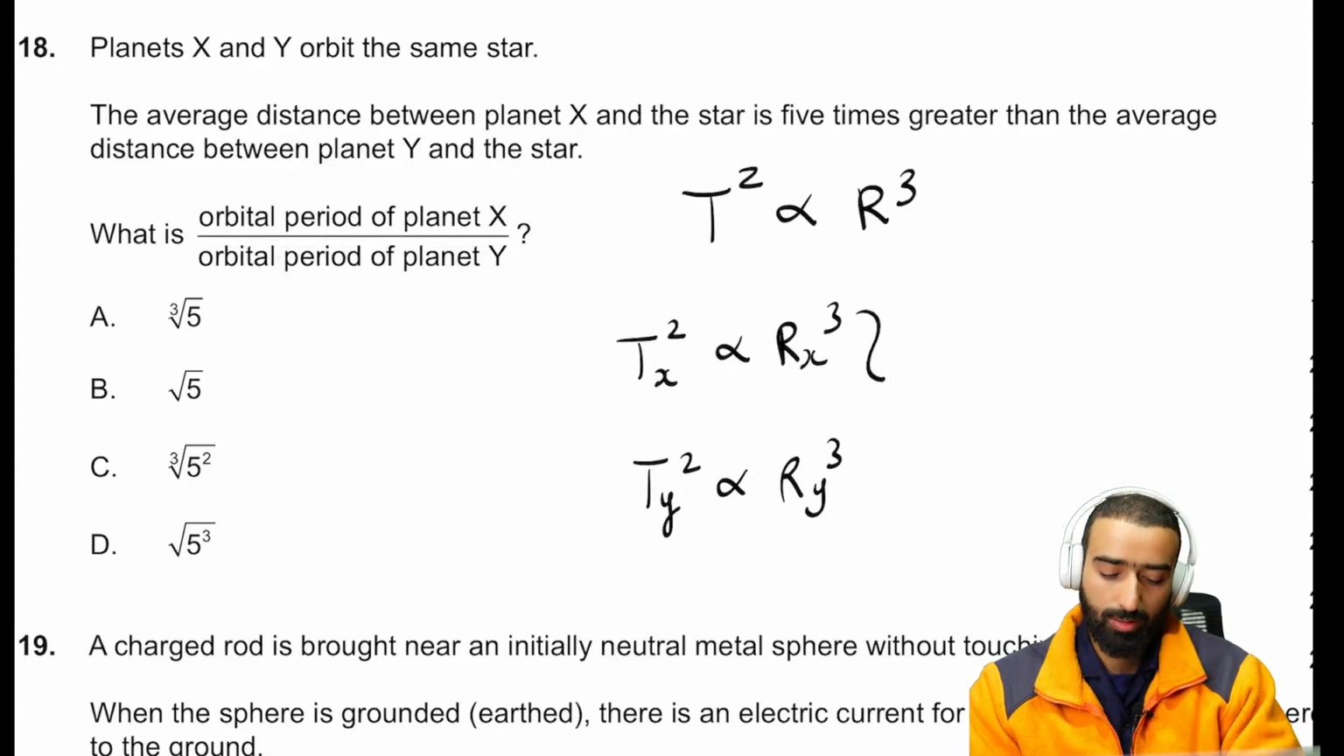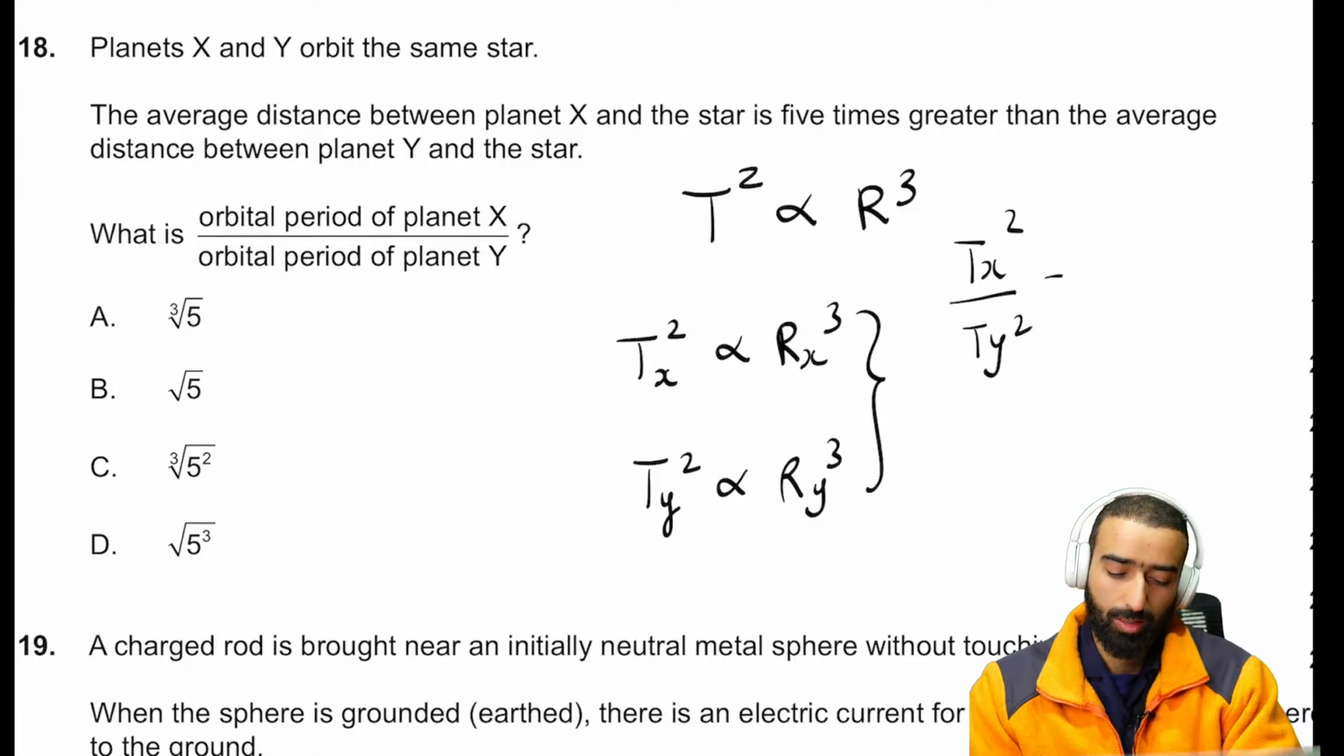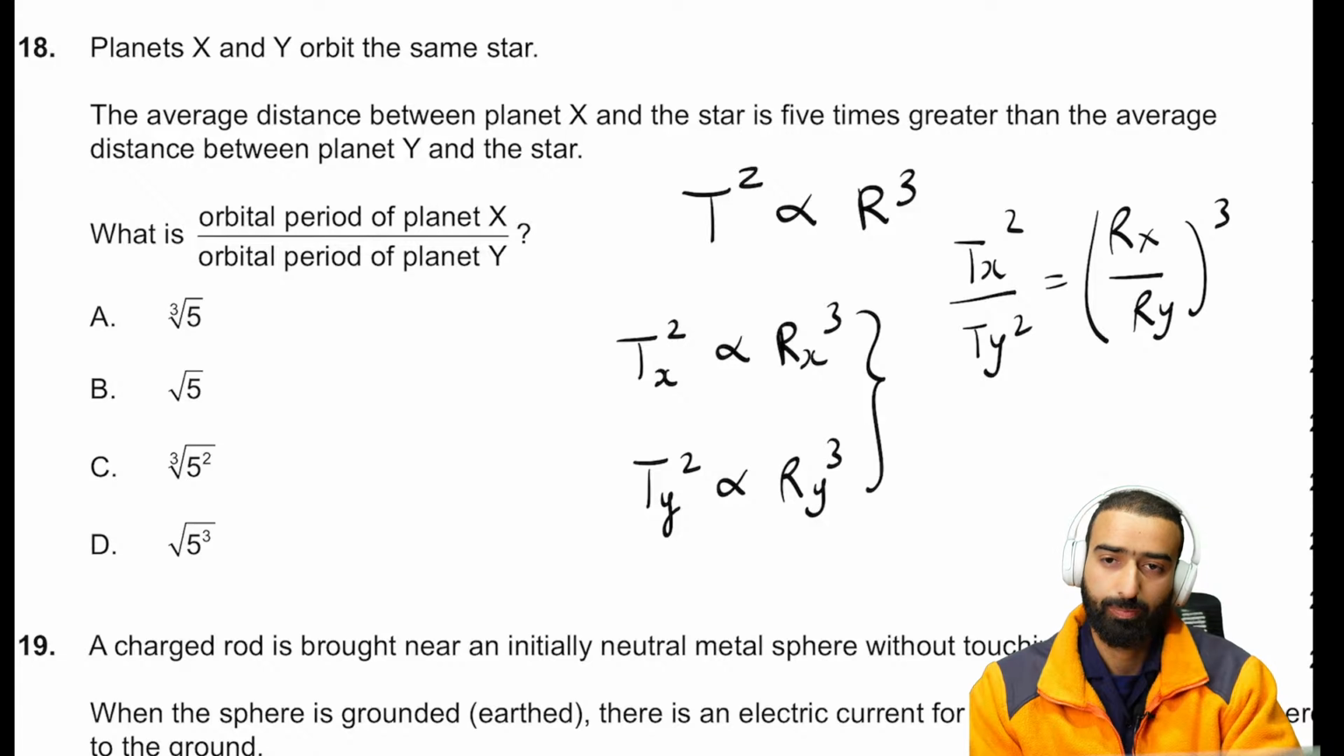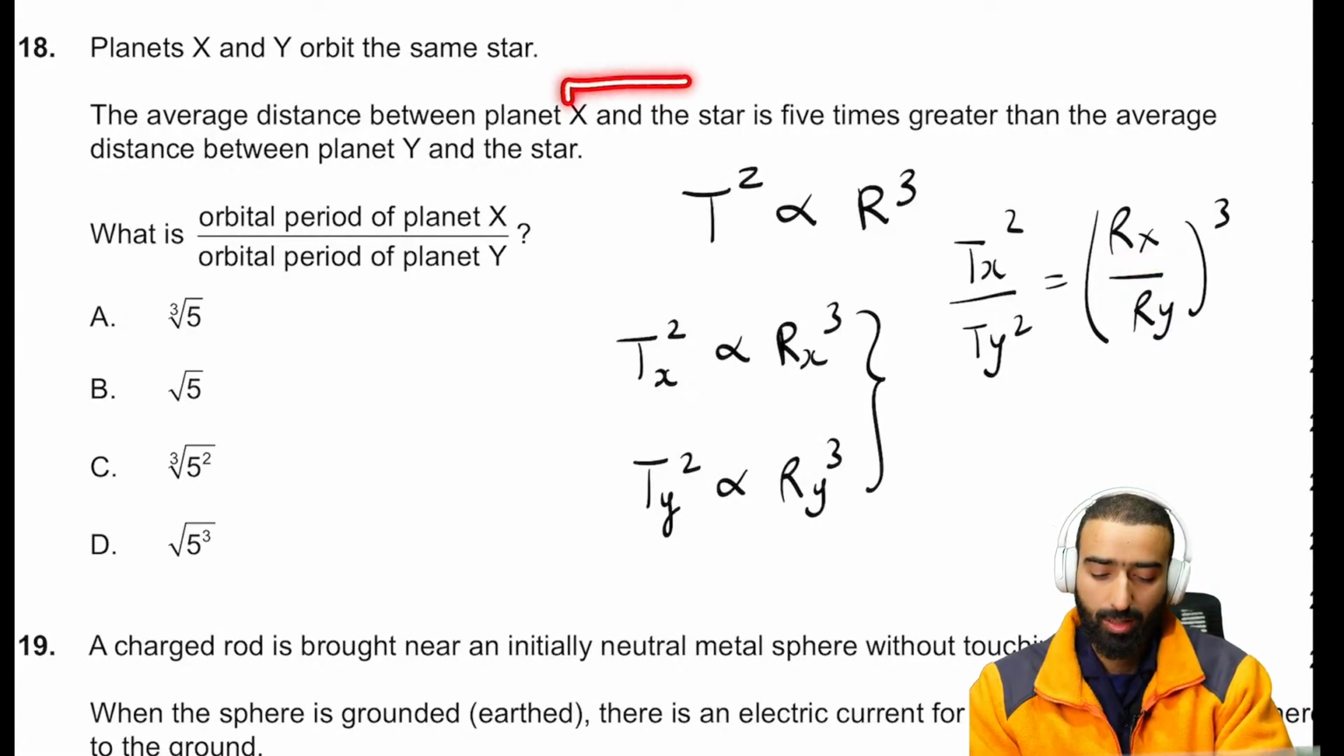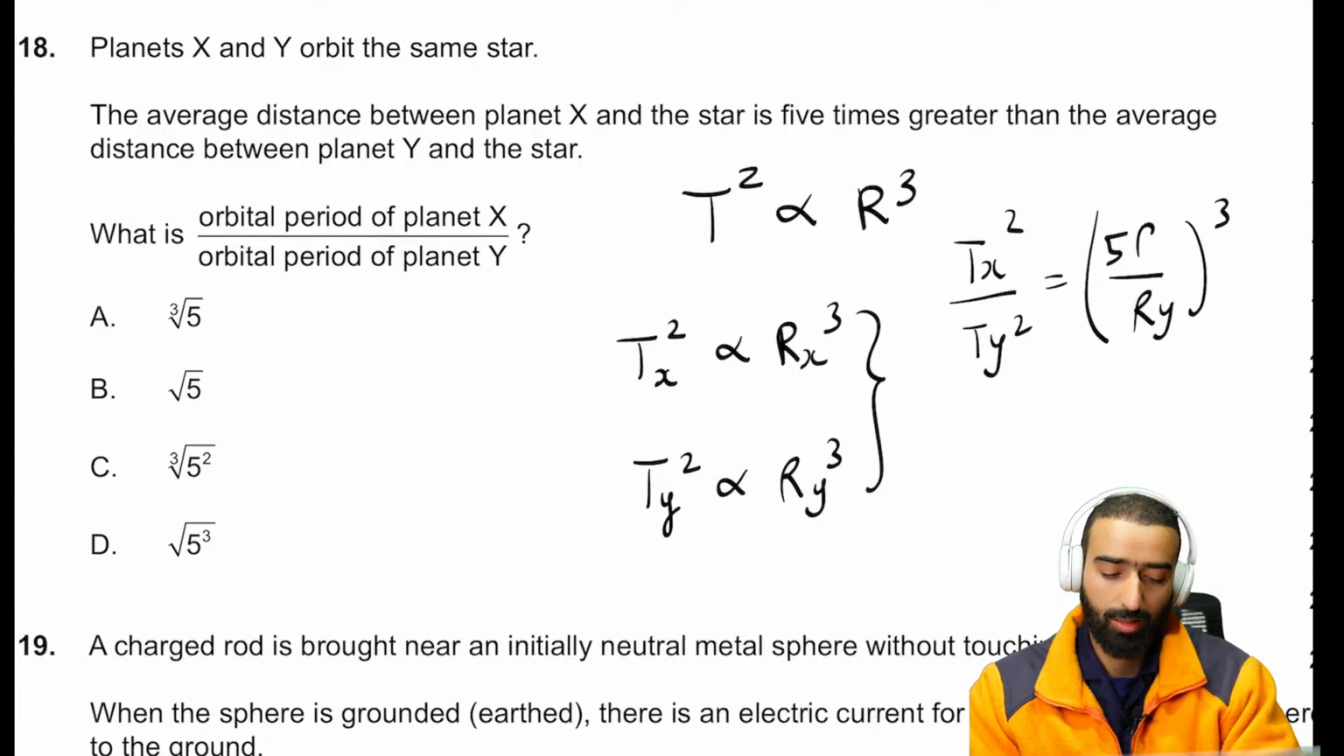Let's divide these two equations. What would we get? Tx square over Ty square equals Rx over Ry cubed. Now what's Rx? The average distance between planet X and the star is 5 times, so Rx is 5 times Ry. So I'll plug in 5 times Ry. This and this goes away. So we are left with Tx over Ty square equals 5 cube.